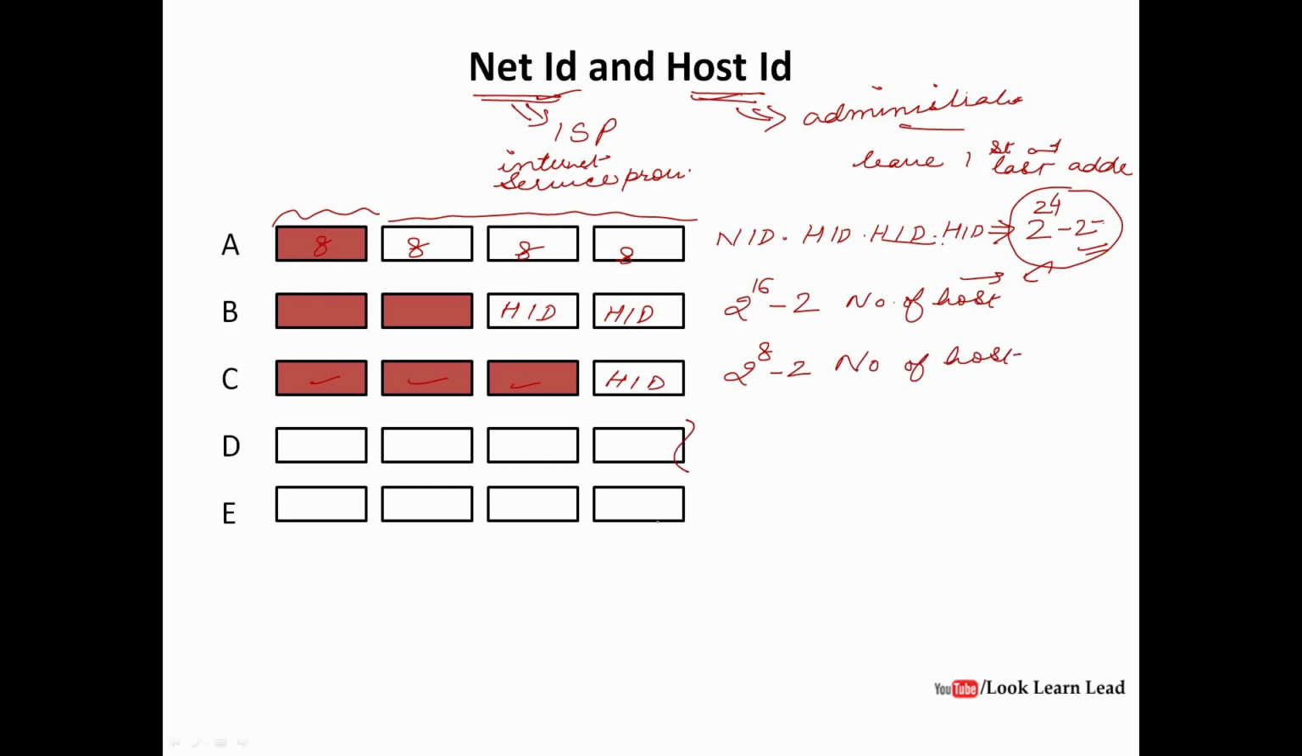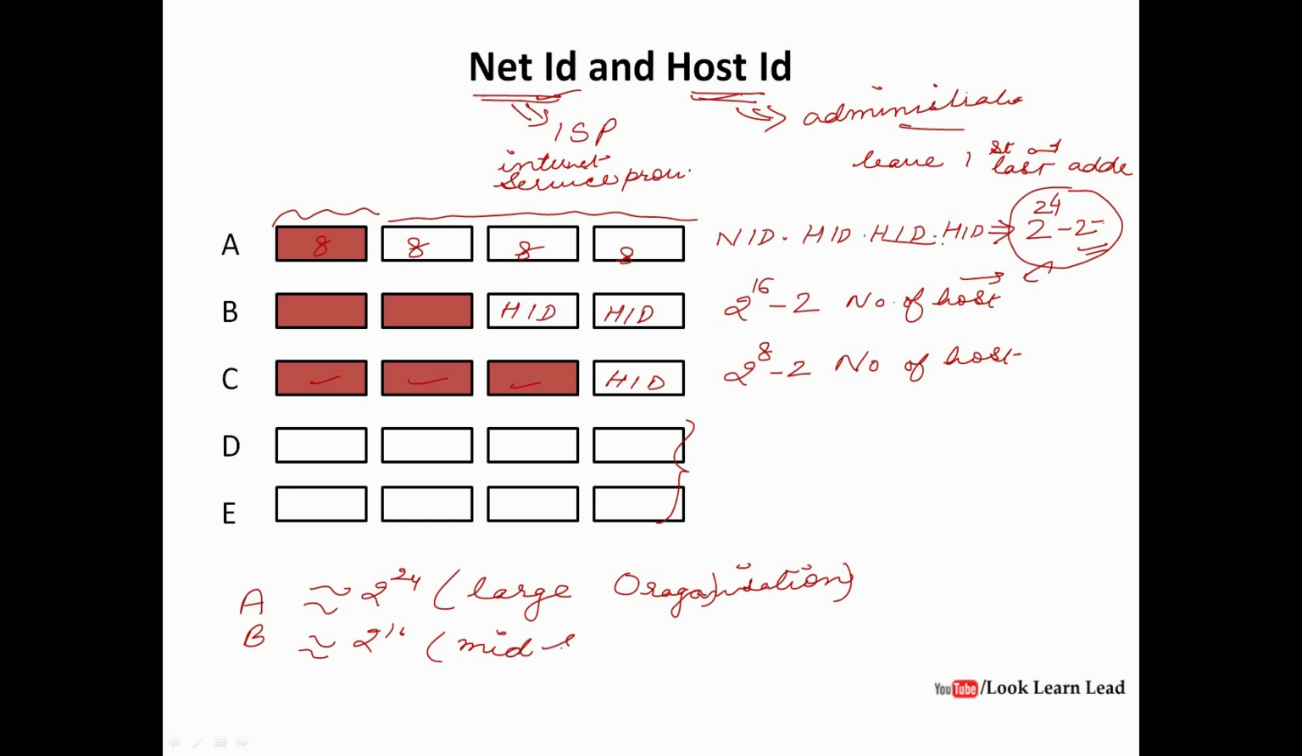This won't be applicable to these two. Now for class A we can accommodate approximately 2 to the power 24 hosts, so it can be used for large organizations where the number of employees is very large. Class B is approximately 2 to the power 16, so it is for mid-sized organizations. And class C is 2 to the power 8, so it is for small organizations. You should remember this.